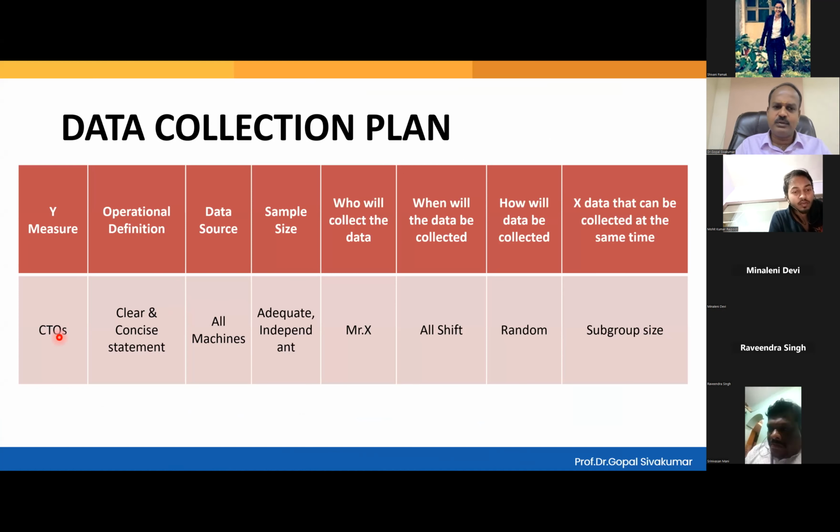So you have to write down the particular CTQ, then the operational definition for it, then from where they should collect the data, the source, then how much data, the quantum should be adequate, and then who should collect the data and at what frequency, right? Or when the data must be collected and how data must be collected. How means sampling technique. Would you like to collect data in a random manner or in a systematic manner, right?